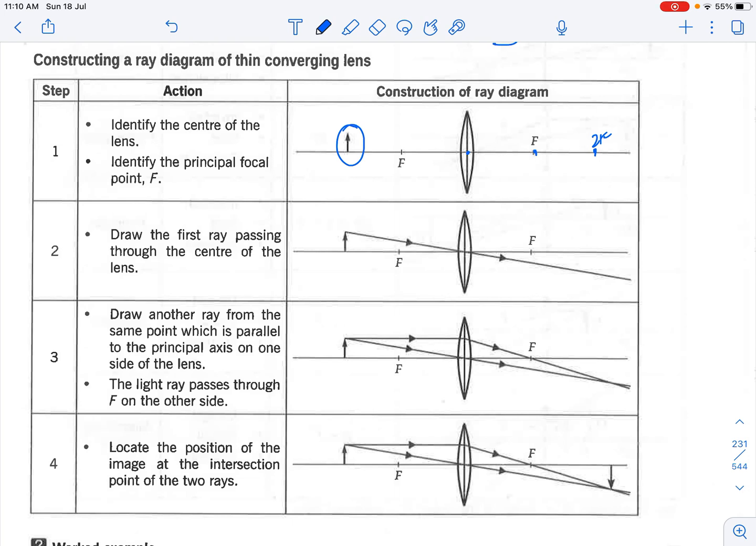Next, based on the object, you take a ruler and make sure that these 2 points are aligned, the center of the lens as well as the top of the object, and then you draw one straight line all the way downwards, and then you draw the arrow. Okay, so this is the first ray you draw.